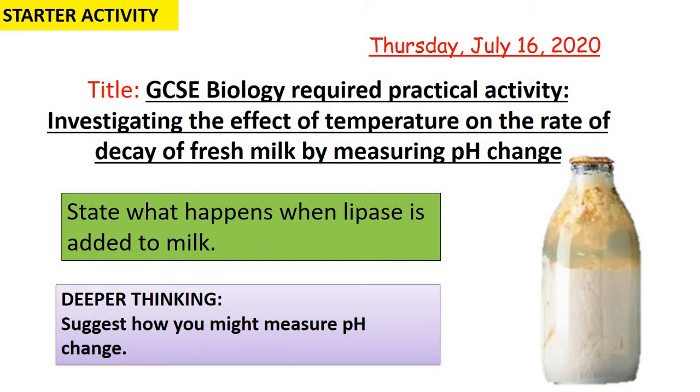So first of all, in your reading and in the textbook and your own research, you should have been able to find out what happens when lipase is added to milk. Lipase is the enzyme, and we need to think about what is inside milk, what makes up milk, and what the milk will then be broken down into. Suggest how you might measure pH change as well. What do we know from previous topics and previous years? How do we go about measuring a change in pH? So pause the video and have a think.